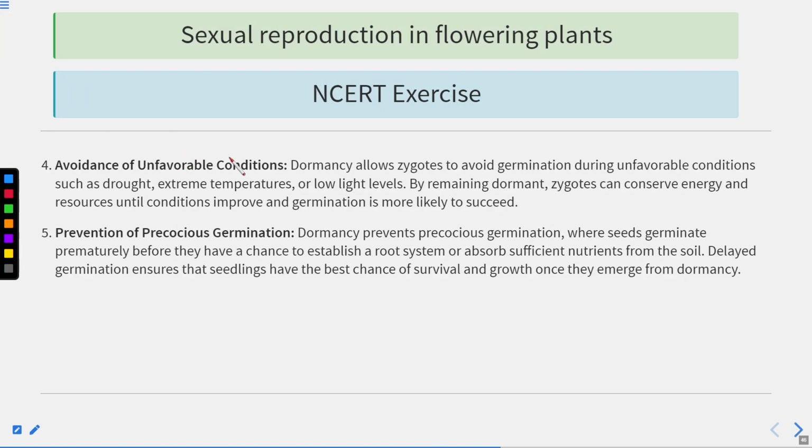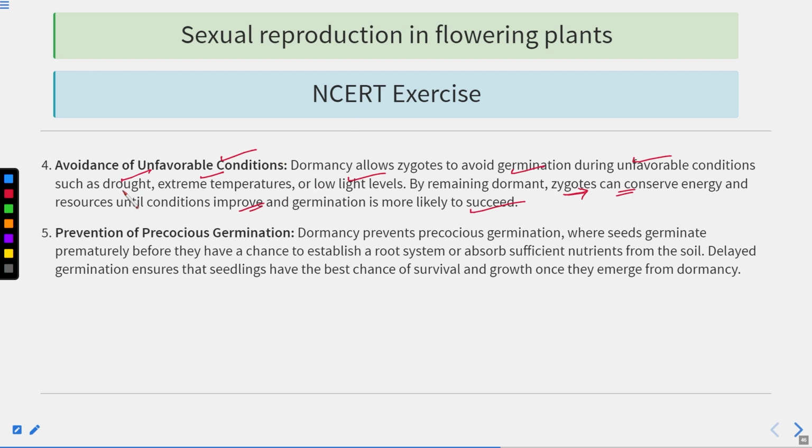Next is the avoidance of unfavorable conditions. Now dormancy allows the zygote to avoid germination during unfavorable conditions such as drought, extreme temperatures or low light levels. By remaining dormant, the zygote can conserve energy and resources until conditions improve and germination is more likely to succeed. So these are all survival strategies. Clear? So whenever there are favorable conditions, the zygote can again start dividing and it will form the embryo. Clear?